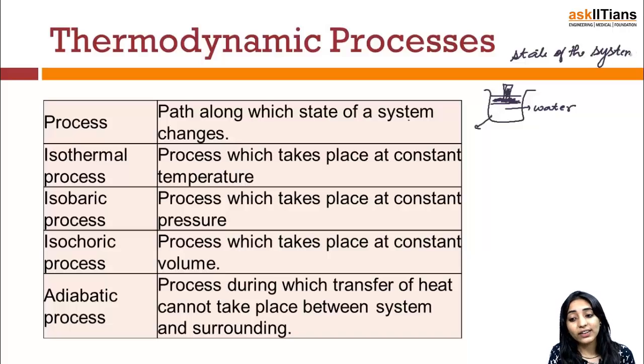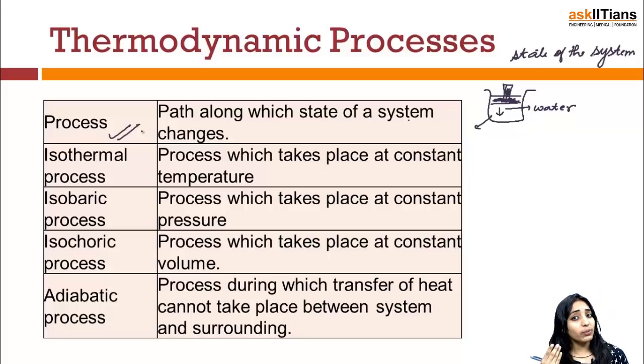Now we know what the state of the system is. So this is, for example, at time t1. Now let me do a process over the system, like I am trying to push the piston a little downwards. That means the system is going to change from state 1 to state 2. So this path along which the state of the system has changed is known as a process. Once we know what we mean by the term process, we can define the different kinds of processes which we are going to study in thermodynamics.